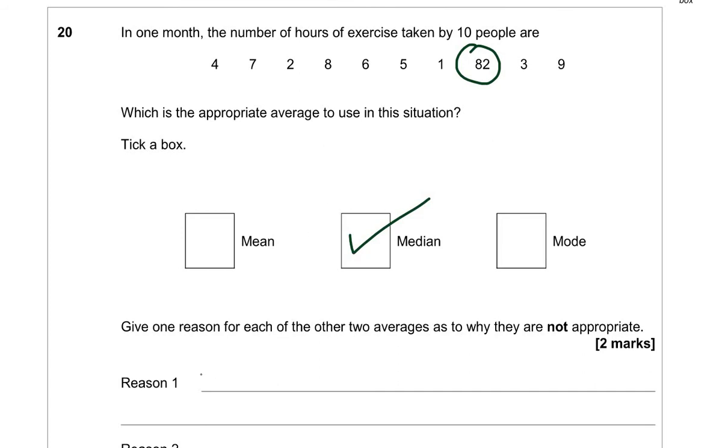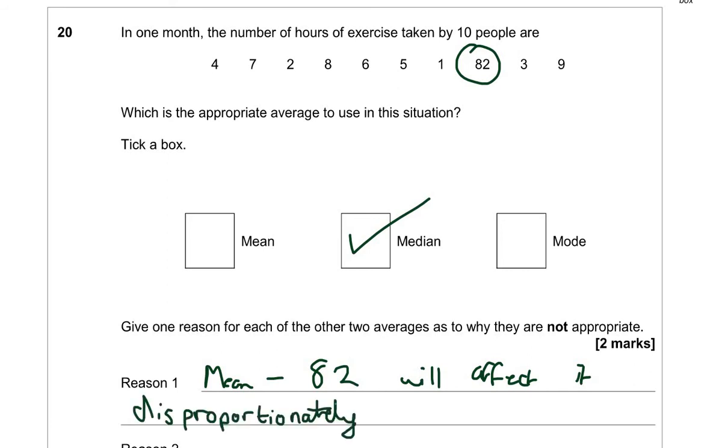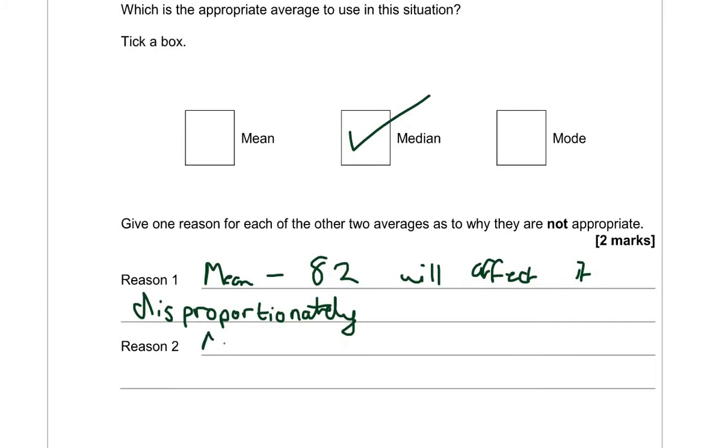And now we've just got to write down what I just said. So for the mean, you'd write something like 82 will affect it disproportionately because 82 is an outlier. Okay, and then for the mode, we said that no two values are the same.